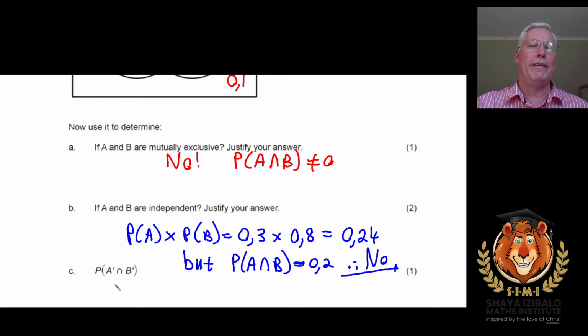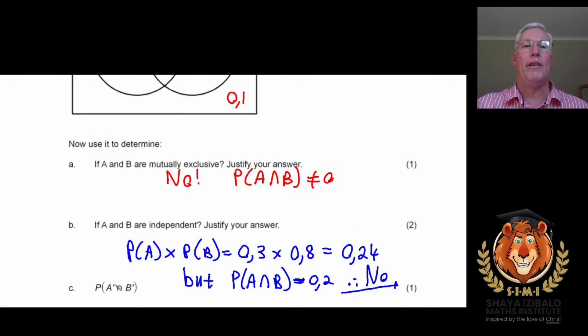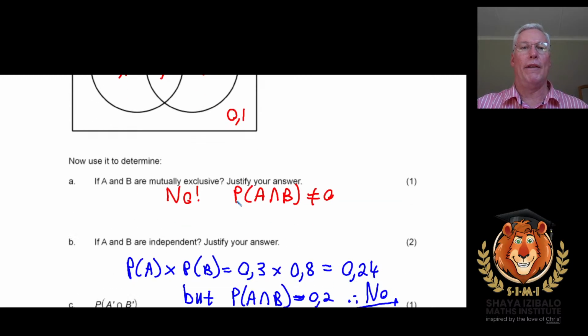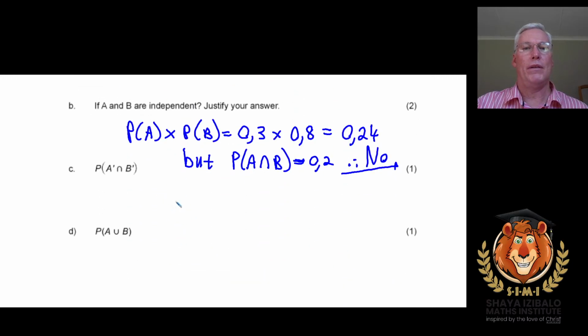Okay, now what's the probability of not A and not B? And now we just got to think, where is it true that A is not true and B is also not true? And that's this 0.1 outside here. And then lastly, the probability of A or B.